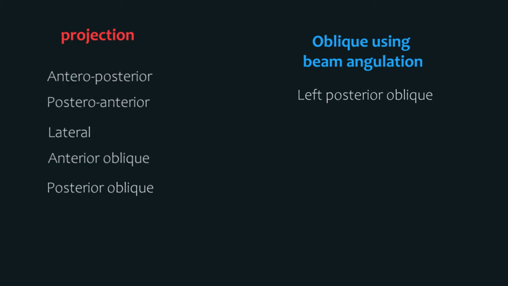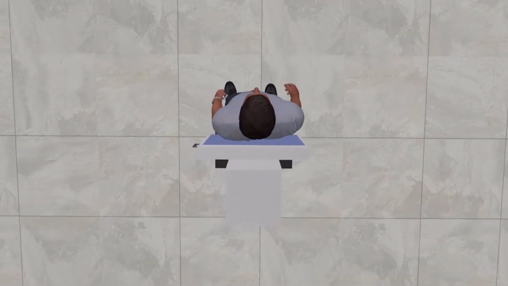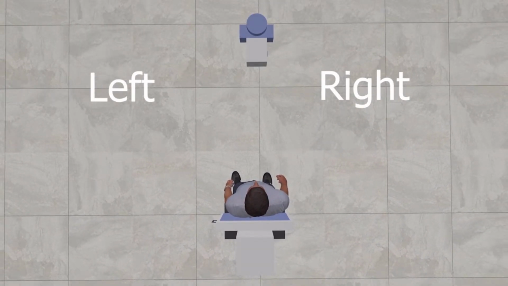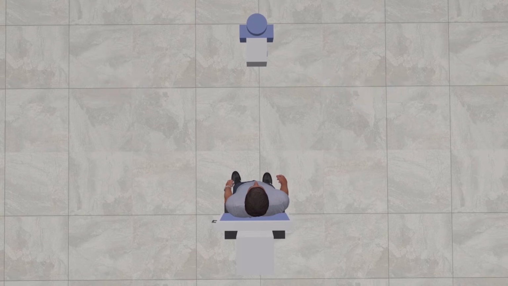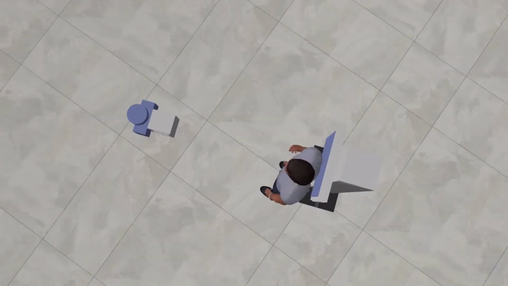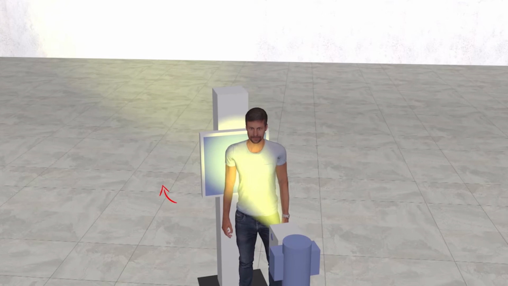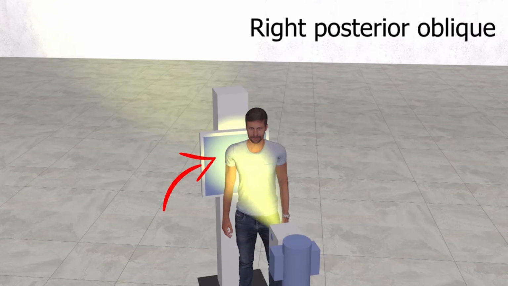The second case, the patient is standing, this is the right side and this is the left side, the posterior side in contact with the cassette. If we tilt to the left, the right back side will be closest to the cassette, right posterior. Thus, we say that the projection is right posterior oblique.